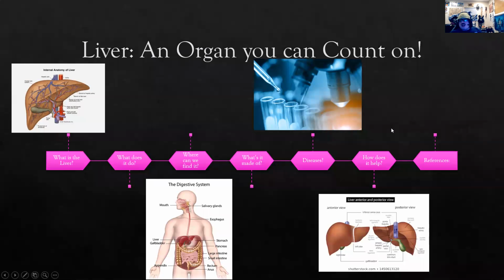The liver is an organ you can count on. I have this page here just to briefly describe what we're going to be going into today. What is the liver? What does it do? Where can we find it? What's it made of? What kind of diseases do we see that are directly related to liver function? And how does the liver help us out with the rest of the other organs of the body? Then I'll be listing my references.